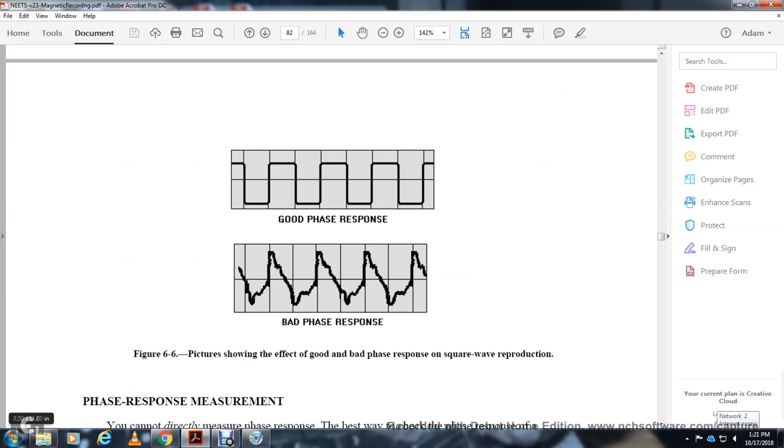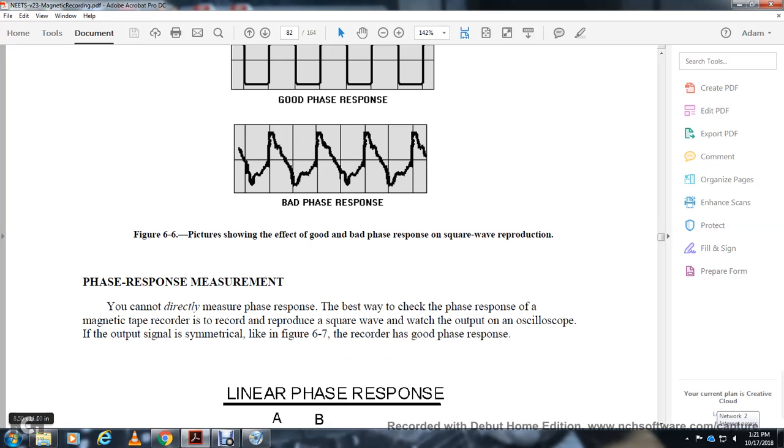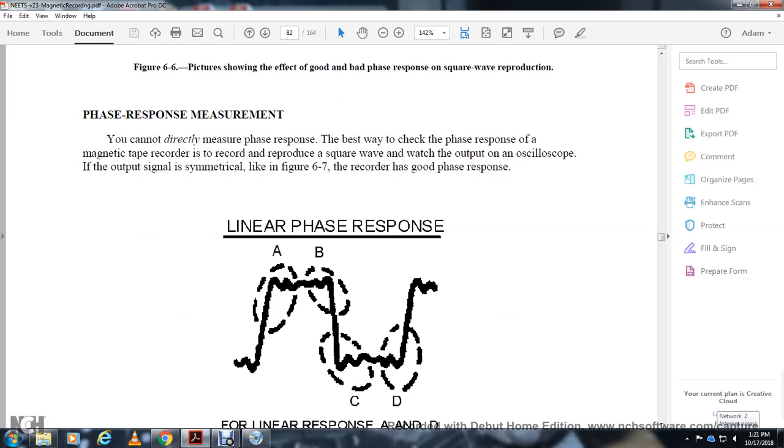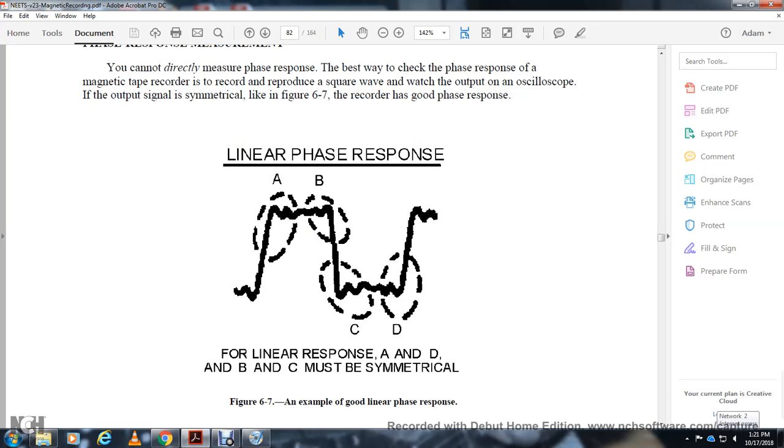Bad phase response. Sorry, phase response. The best way to check the phase response of a magnetic tape recorder is to record and reproduce a square wave and watch the output on an oscilloscope. The output signal should be symmetrical, as in figure 6.7, for a linear phase response, with A and D and B and C symmetrical.